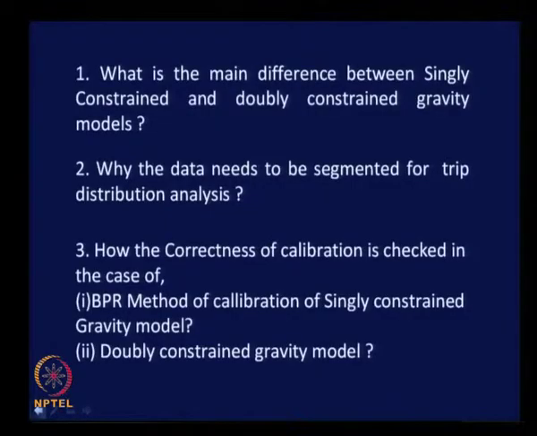If they are not matching, then there is a need for correction for the friction factor, which was derived based on the functional form assumed for Tij. Do correction for the Fij value and repeat the process until there is a reasonable match between the two trip length frequency distribution curves developed based on the gravity model and based on the actual observed data. That is how we check for the correctness of calibration by BPR procedure. Clear? And how do we do the same thing in the case of doubly constrained gravity model?